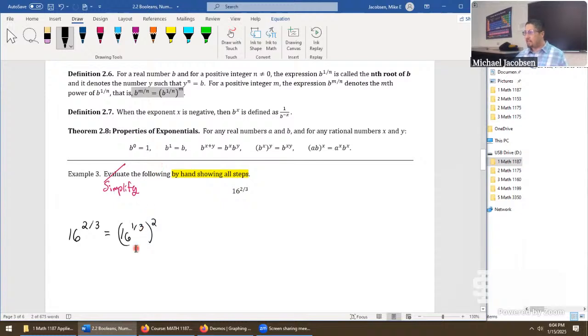Down here, it looks like this is not getting us too far, really. We can simplify 16 to the power of 1/3. Let's take a different approach. So I'm going to leave this here, and let's say second try.